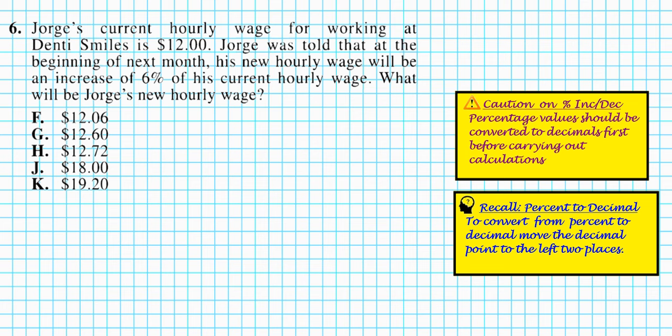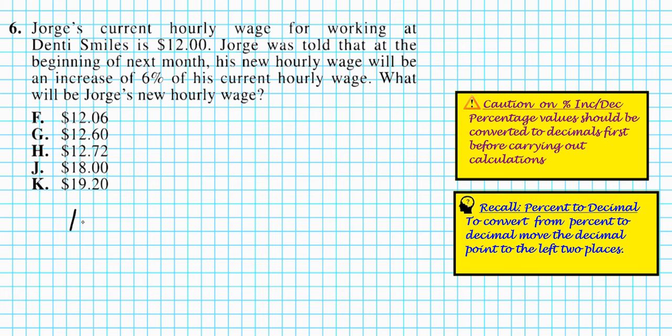Now, you want to keep in mind a caution as indicated here. When you're calculating percentage increase or decrease, you want to ensure that your percentage value is converted to decimals or fractions before carrying out your calculations. And another point you want to recall is that to convert a percent to decimal, you move the decimal point 2 places to the left, which is equivalent to dividing by 100. Alright, so let's go ahead and solve this problem.